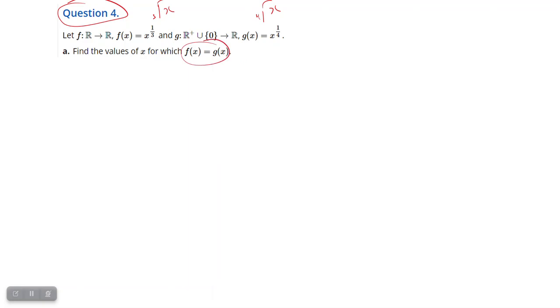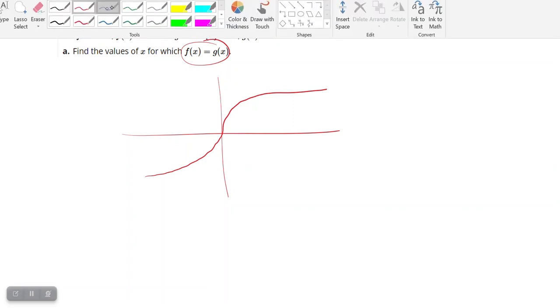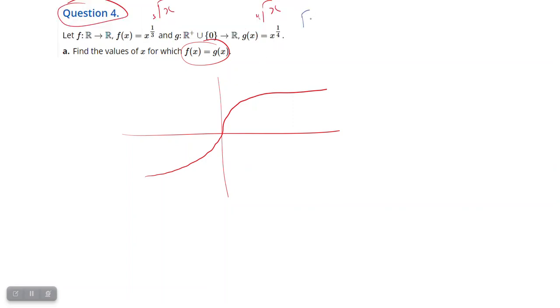Okay, so that's pretty straightforward. We know the cube root graph has two arms. It's going to look like this, like a squiggle, but on one side. And the fourth root of x graph is going to have one arm. Okay, it's like the graph of root x.